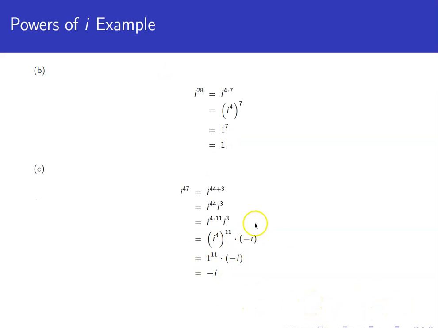Let's look at i to the 28th. 28 is 4 times 7. You can rewrite that as i to the 4th to the 7th. Again, this is a multiple of 4. Anytime you get i to a multiple of 4 power, you always get 1.